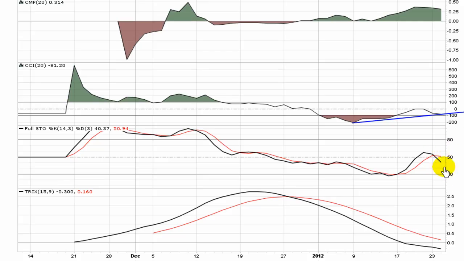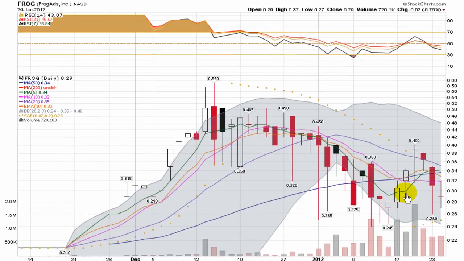Full stow holding right around 50. That's a pretty neutral sign of momentum. TRIX, it's a lagging indicator. It's not going to get much from that at this point. Right through here, nice climb. Momentum started really coming into it as the stock ran from around a quarter up to 40 cents. Kind of going right along with the full stow. RSI is saying that momentum is pretty neutral.